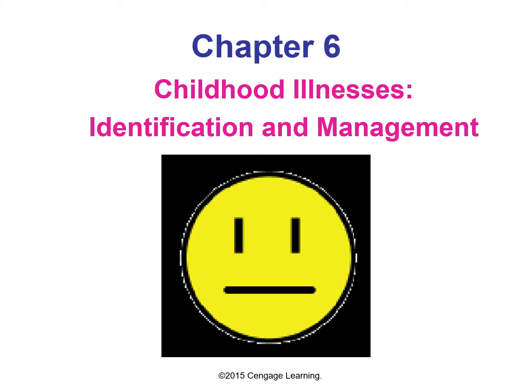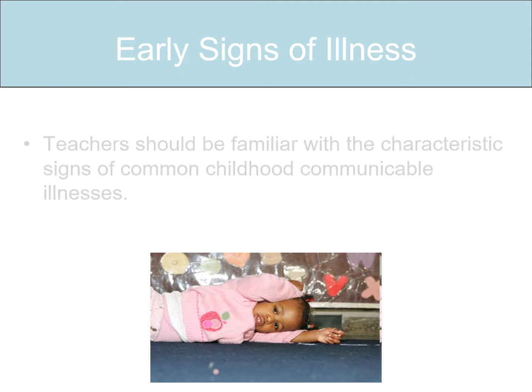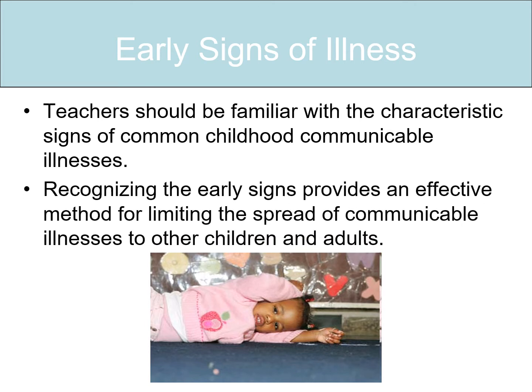Chapter 6, Childhood Illness, Identification and Management. So let's look at early signs of illness. Teachers should be familiar with the characteristic signs of common communicable illnesses in children. Recognizing those early signs provides an effective method for limiting the spread of communicable illnesses to other children and to the adults in the environment.